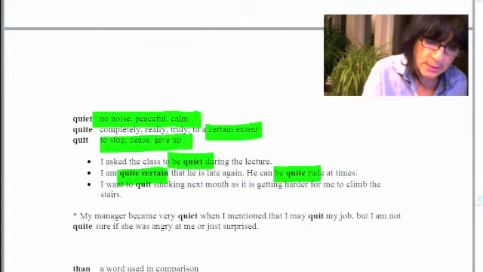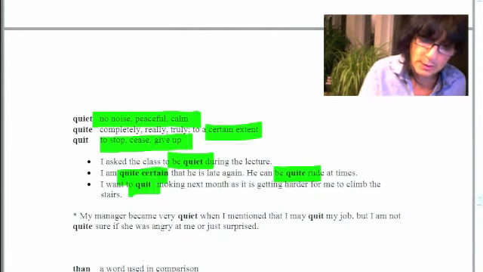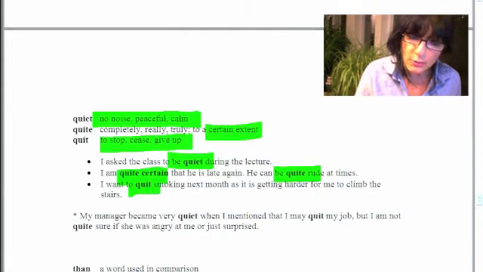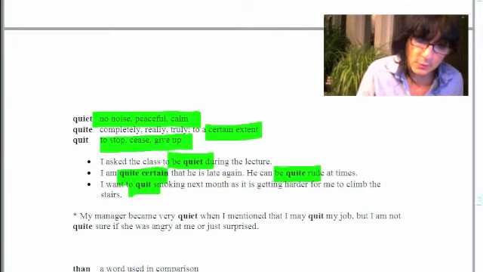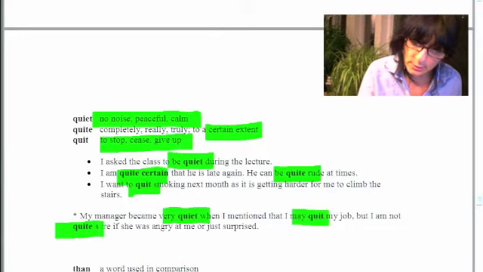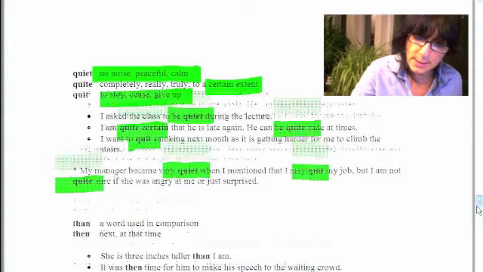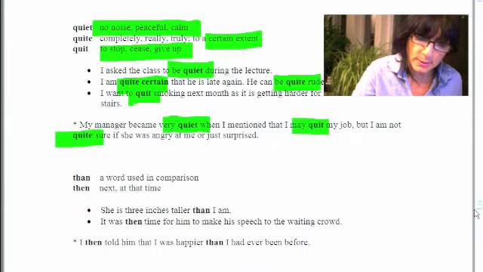And quit means to stop or give up. I want to quit smoking next month as it's getting harder and harder for me to climb the stairs. Using all three words in one sentence: my manager became very quiet, silent, when I mentioned that I may quit my job, but I'm not quite sure, like you're not completely certain, if she was angry at me or just surprised.